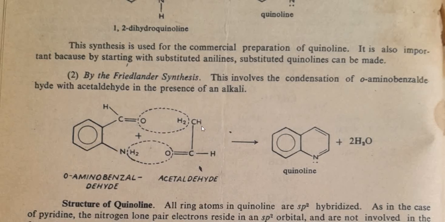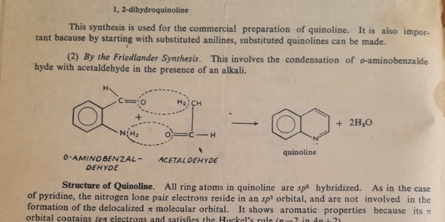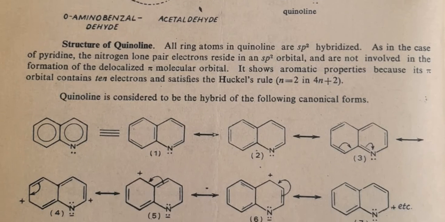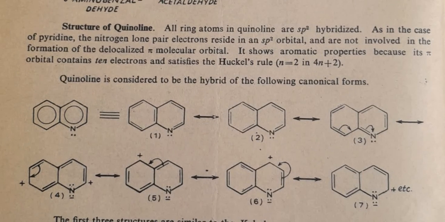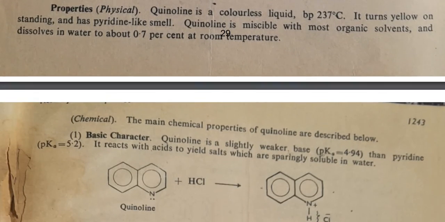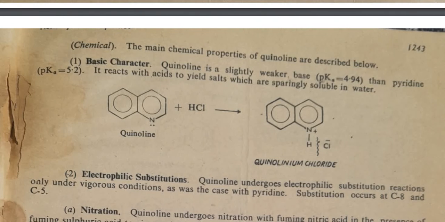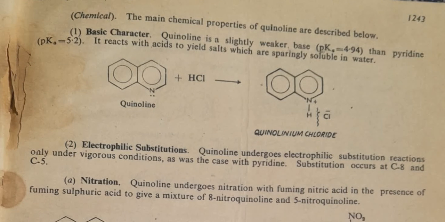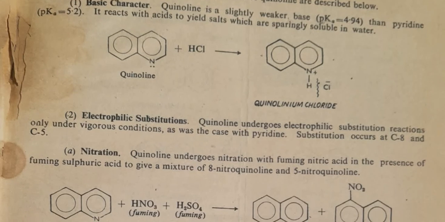Another method of synthesis is the Friedlander synthesis. Starting from o-aminobenzaldehyde and acetaldehyde, you get quinoline. So one method of preparation is necessary for your exam. Now the structure of quinoline. Now properties: again basic character, it reacts with acid to give quinolinium chloride.